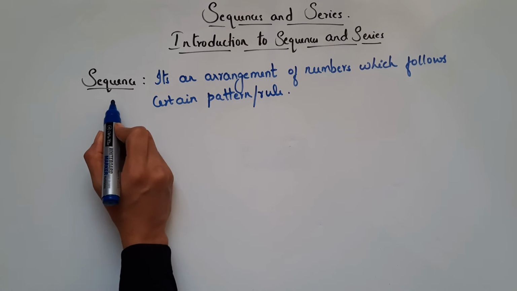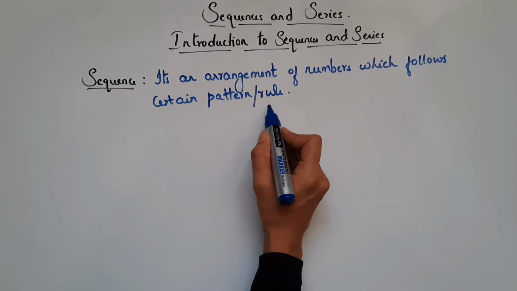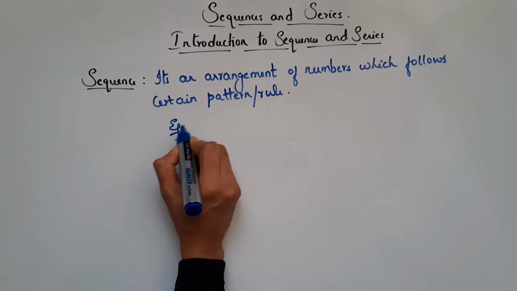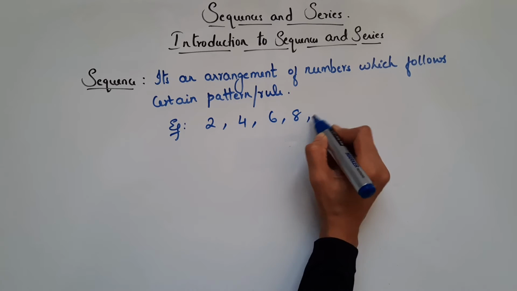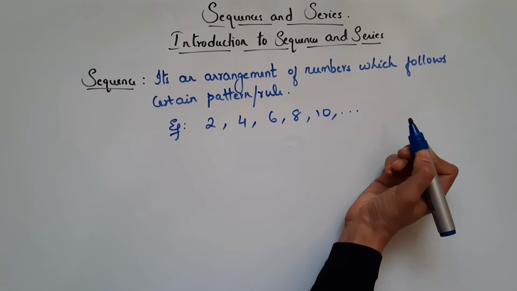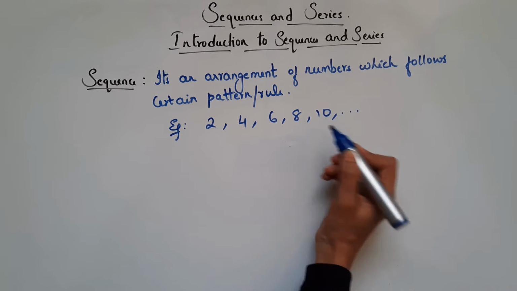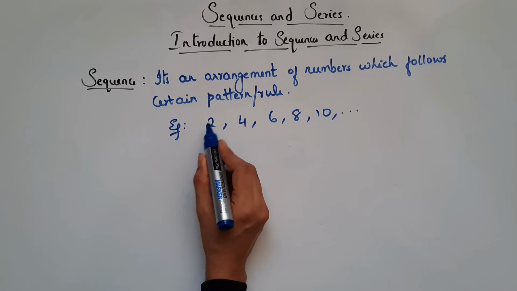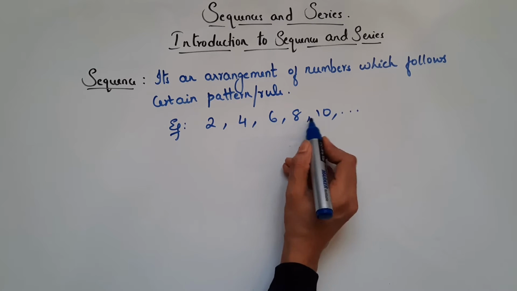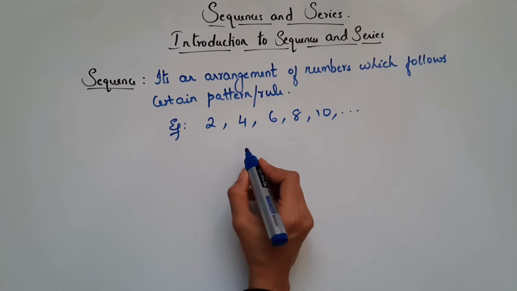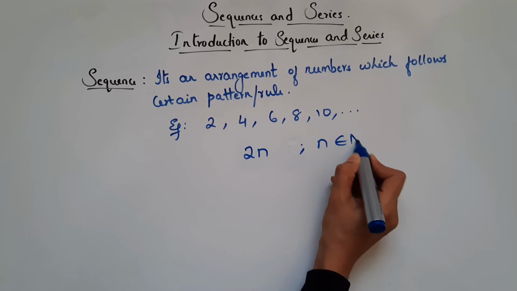So first let's see what is a sequence. Here it says it's an arrangement of numbers which follows a certain pattern or rule. Let me give an example. Let's say we have a set of numbers 2, 4, 6, 8, 10 and so on. So these numbers are arranged with a certain pattern. What is the pattern? Here if you see, 2 ones are 2, 2 twos are 4, 2 threes are 6, 2 fours are 8 and so on, right? So what is the pattern here? 2n, where n belongs to natural numbers.